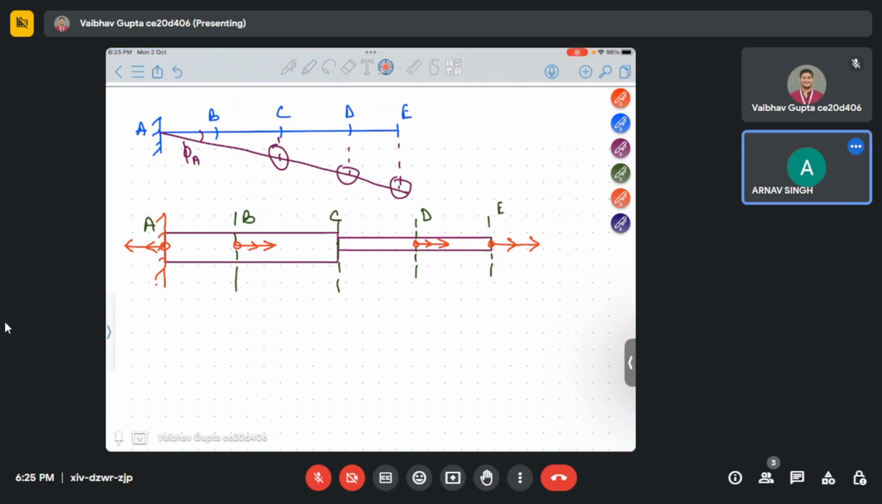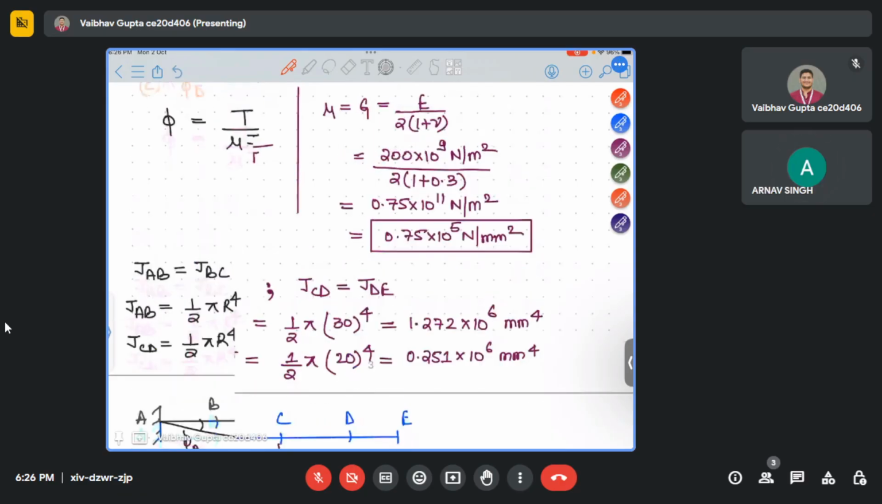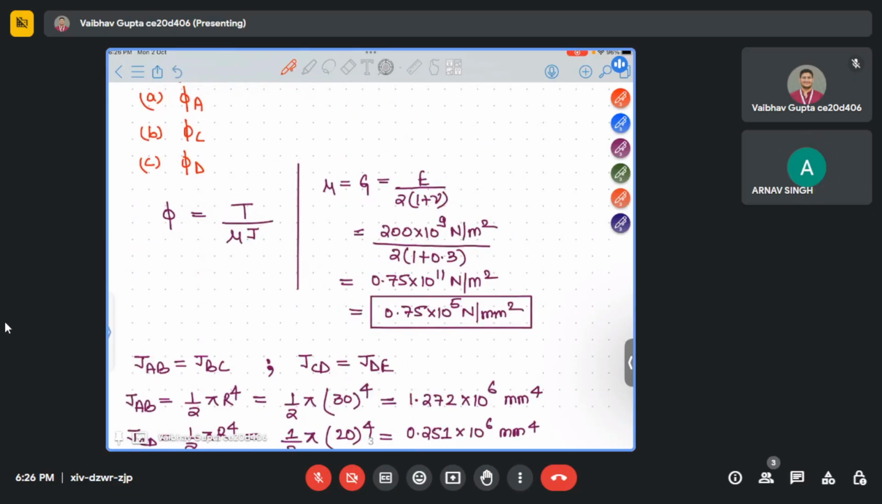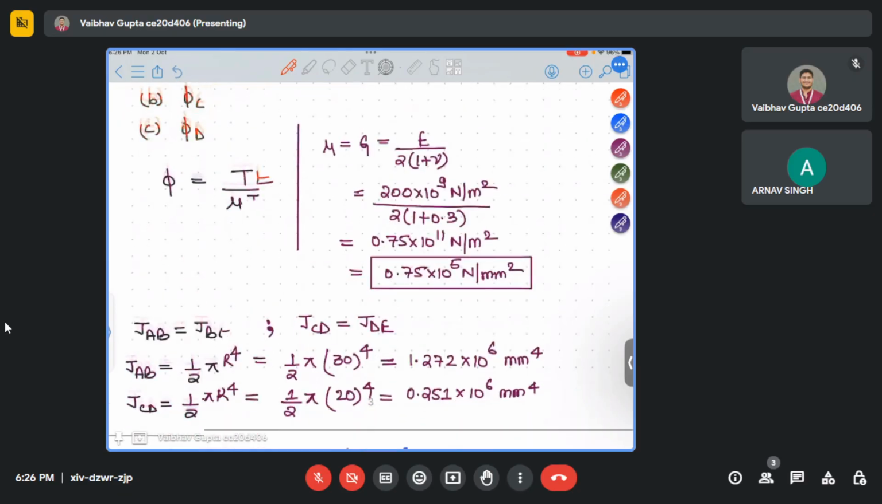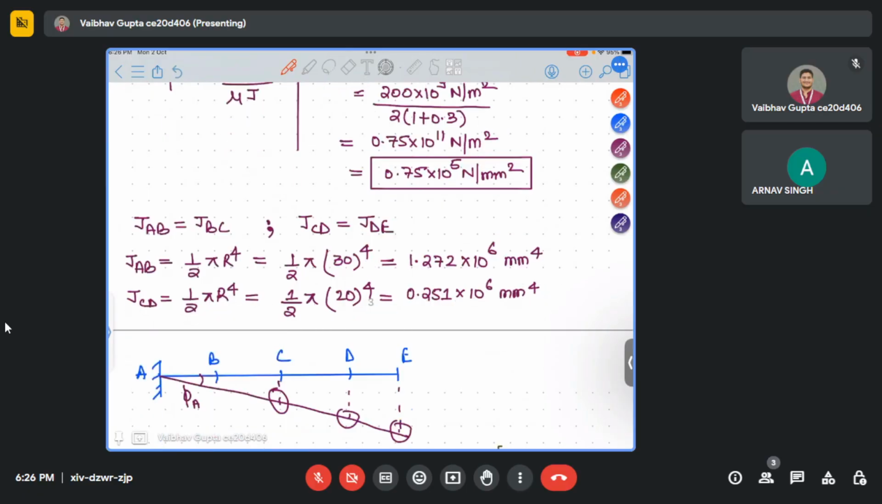Yes, sir. So to calculate phi at A, which will be equal to phi AB plus phi BC plus phi CD plus phi DE. Understood? Yes. So now we know the formula. One thing I missed here, phi is one, L is also there, because it's per unit length, so we will multiply by length to get the angle of twist.